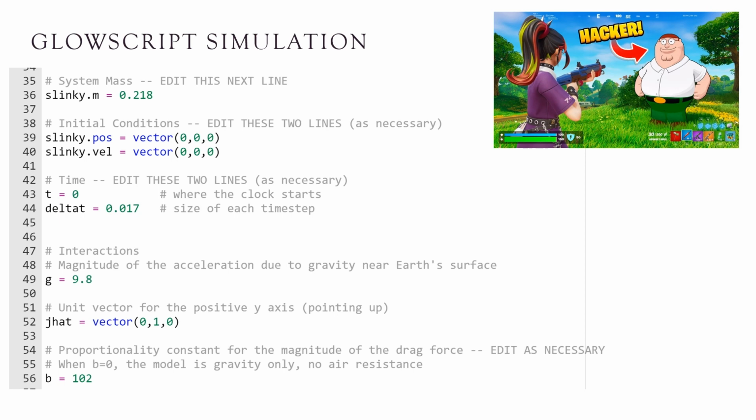We have the magnitude of acceleration due to gravity, which is 9.8. We have the unit vector for the positive y-axis, which is 0, 1, 0. And we have our proportionality constant, which came out to be 102. This is found by just running our simulation with trial and error until we get a graph that models the one that we had from our Tracker data.